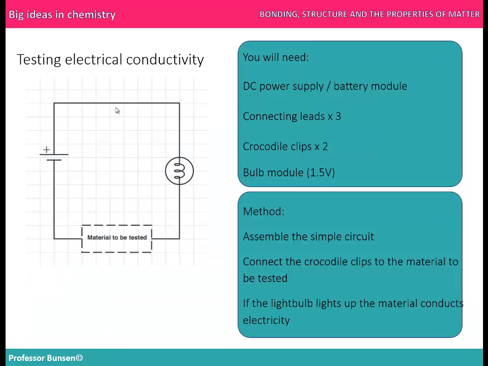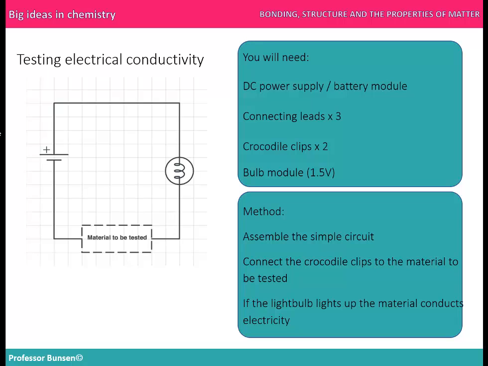Now, how do we know whether something is a metal or a non-metal? There is some basic testing of electrical conductivity whereby metallic elements conduct electricity, meaning in our case the bulb will light. So if we have a material to be tested and we have a battery and we have a bulb, the only way we can know that there is electrical conductivity is when we see the bulb lighting.